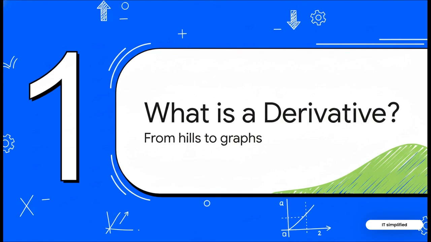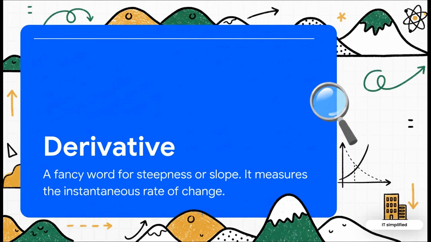Okay, so first things first. What is a derivative? Let's just forget all the scary formulas for a minute and build this whole idea up from something really simple. Just walking on a hill. That's it. Seriously, that's the whole secret. A derivative is just a fancy word for steepness. It's a tool that measures how fast something is changing at one specific single instant. And that's the key. We're not talking about average steepness over a mile. We're talking about the steepness right under your feet, right now.